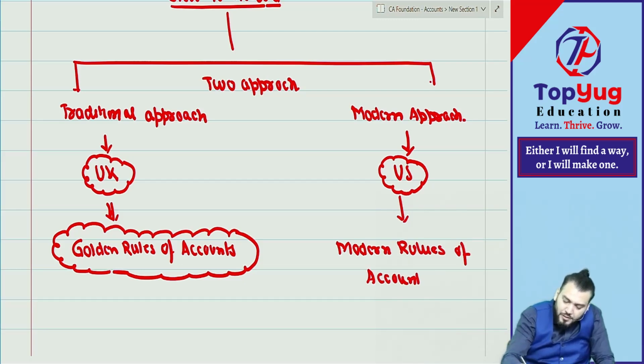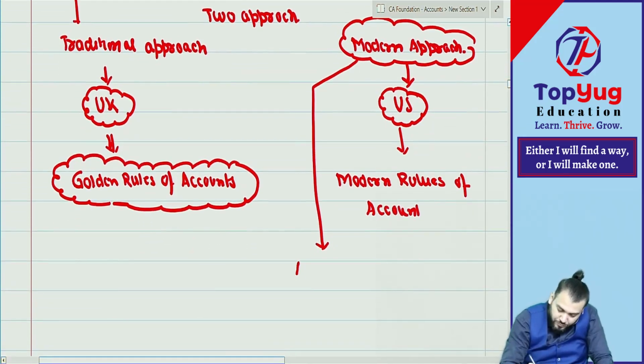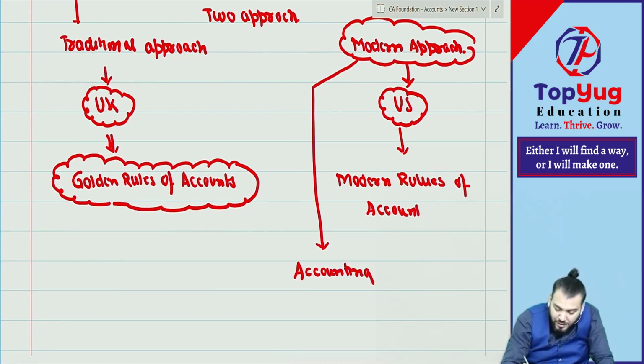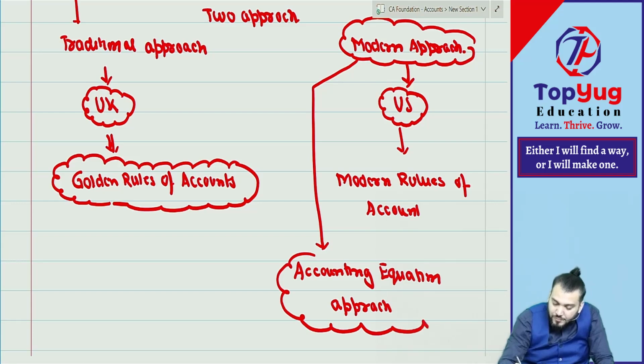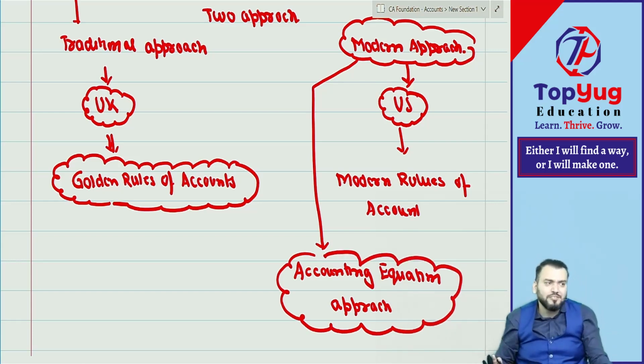Correct? Now this modern approach is also known as the accounting equation approach. Now of course you will ask me, sir, what is the accounting equation? So we'll discuss everything. Accounting equation approach. Understood? We will take some time for this. We'll be very slow. Are you getting it?